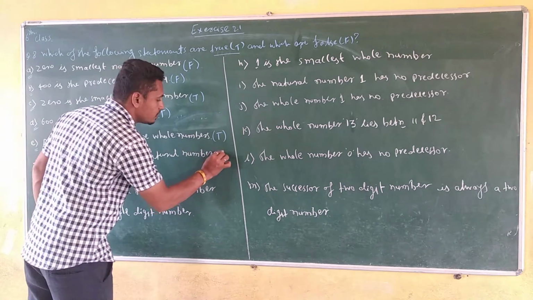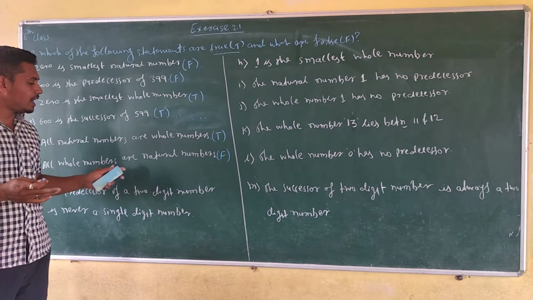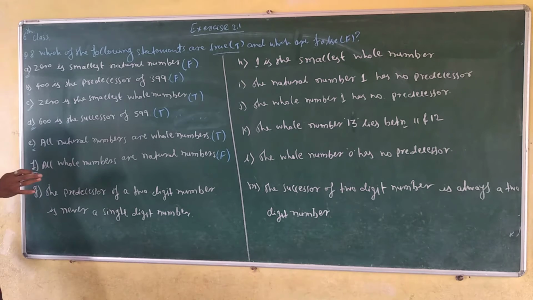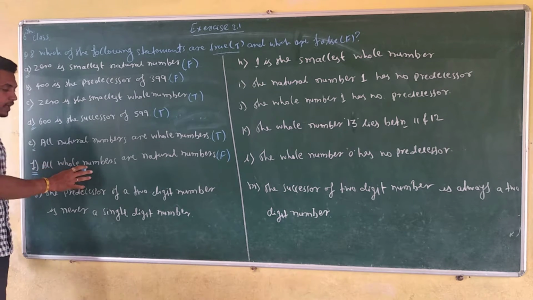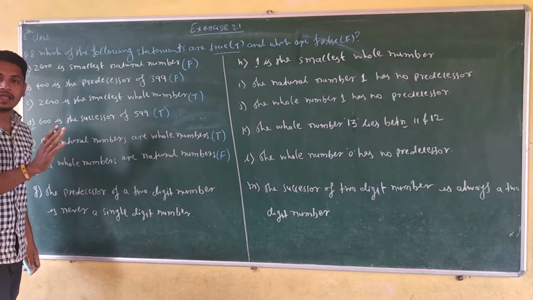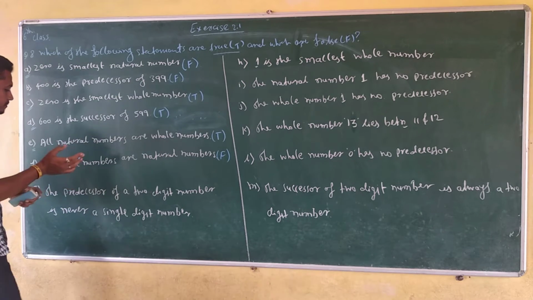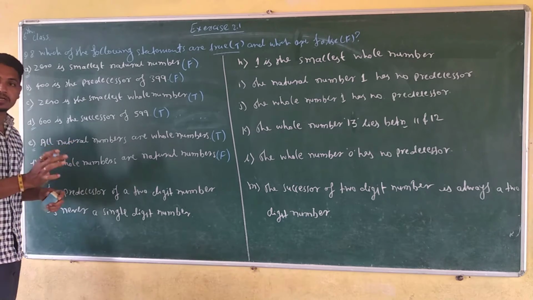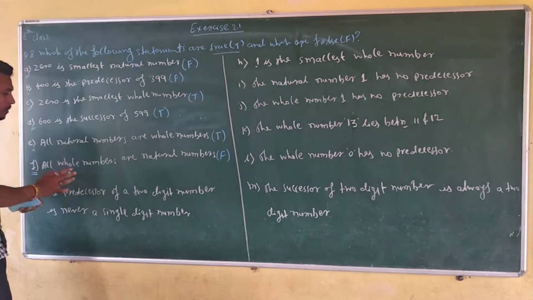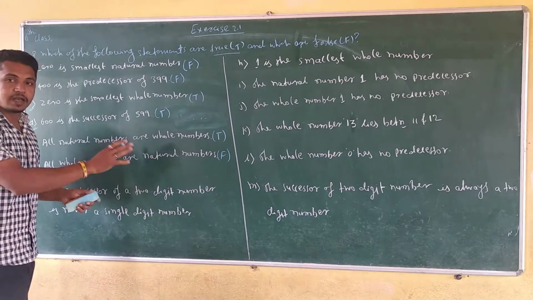This I already explained. All whole numbers are not natural numbers, because the whole numbers contain 0 and 0 is not a natural number. And another reason: the natural numbers are a subset of whole numbers, but whole numbers are not a subset of natural numbers. This reason you can give.